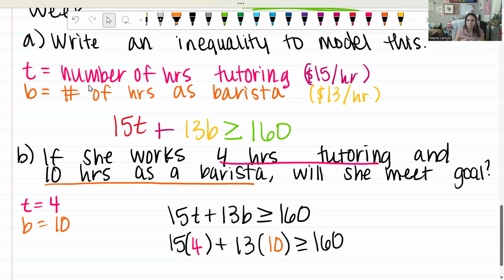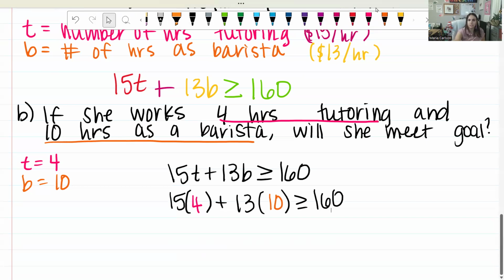And then if you want to just put this in your calculator, you certainly can do that. 15 times 4 is 60. 13 times 10 is 130. You add that all together and you get 190 greater than or equal to 160. And this is true. She would meet her goal.